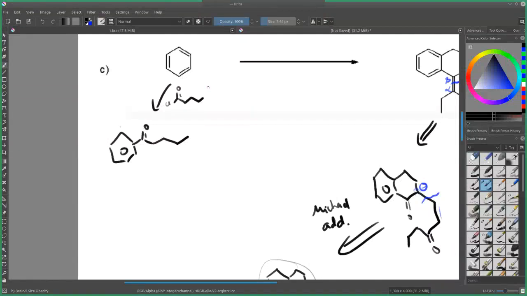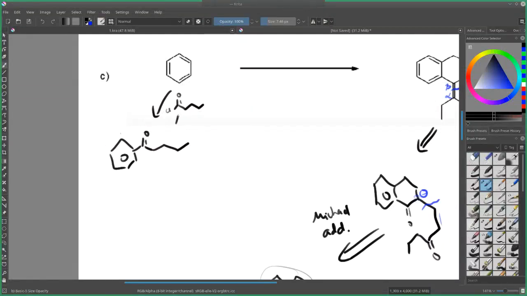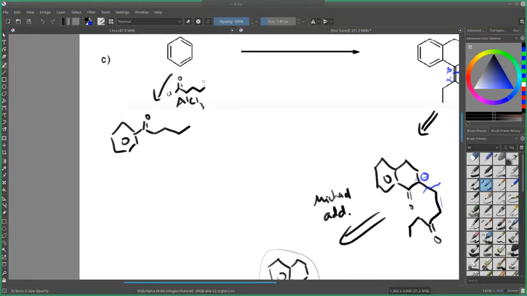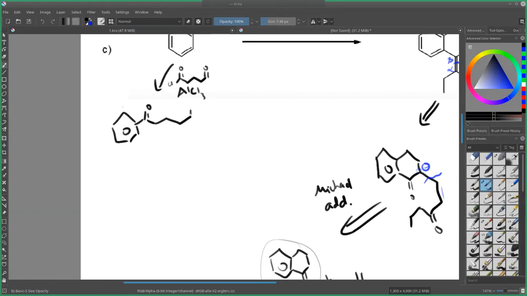We can get to something like this with aluminum trichloride, okay? And we can also put something else, right? We can't put an acid there because it'll react with that chloride. So okay, we've got to put an aldehyde or something, right? So okay, we've got this aldehyde.